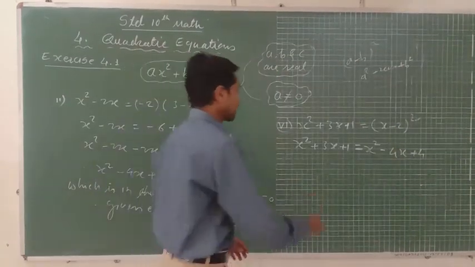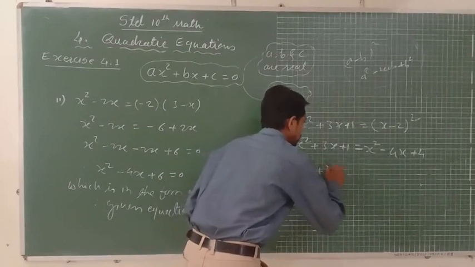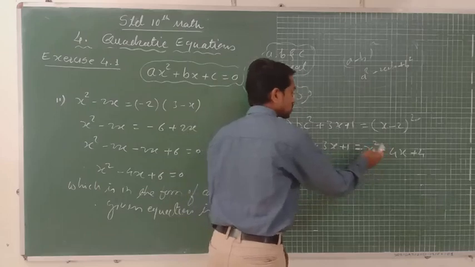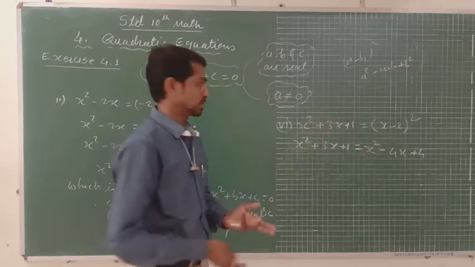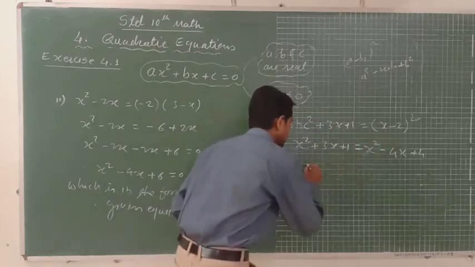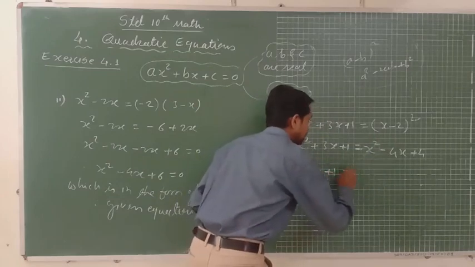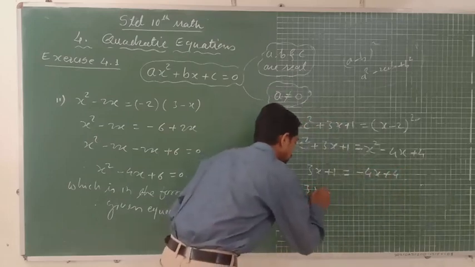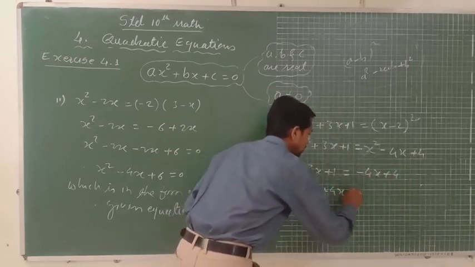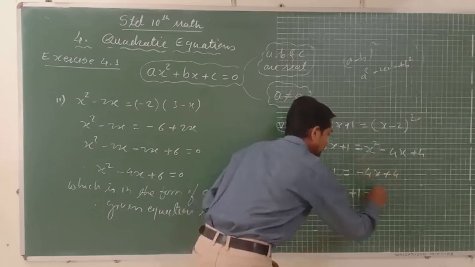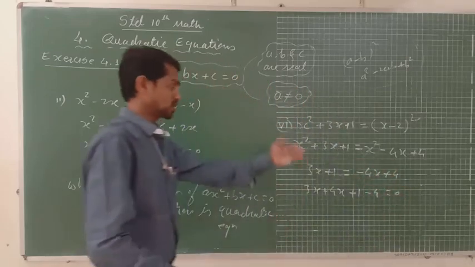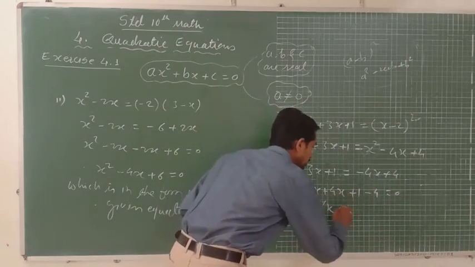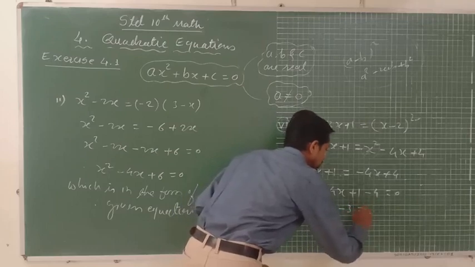Then x square plus 3x. See here, x square and x square. So transposing, x square minus x square is 0, so this gets cancelled. What is remaining here? 3x plus 1 is equal to minus 4x plus 4. So 3x plus 4x plus 1 minus 4 is equal to 0 after transposing the terms. So it is 7x minus 3 is equal to 0.